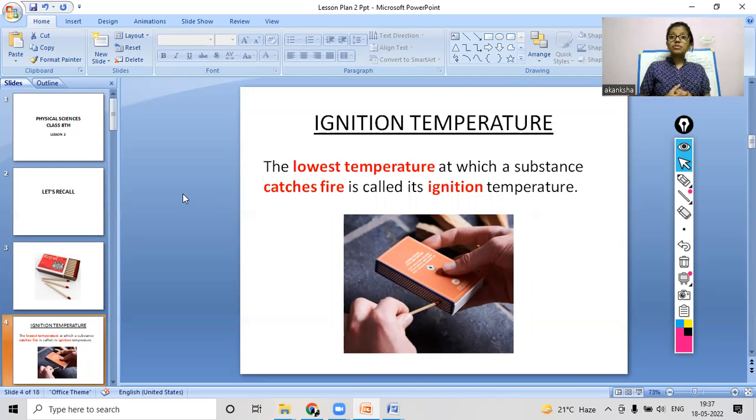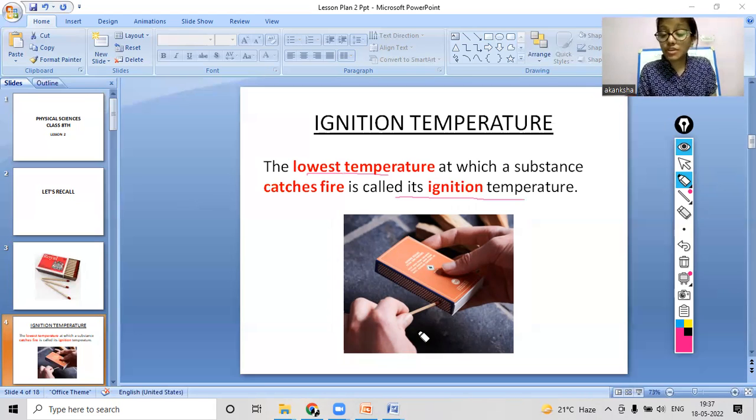So ignition temperature, as we discussed in our previous class also, ignition temperature is the lowest temperature, right? In this definition, you have to mind some words that are very important, the keywords written in red color and bold letters. So what is ignition temperature? It is the lowest temperature at which a substance catches fire, which is called its ignition temperature.